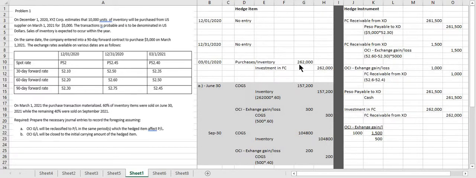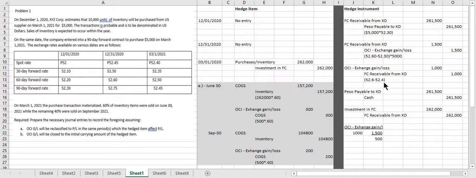That's 262,000. So, paano kinuha si 262,000? That's 500,000 foreign currencies multiplied by the spot rate at the time of the transaction, 52.40. That's 262,000 yung ating value ng purchases or inventory. Ayan. Sa ating hedge instrument naman, magre-record muna tayo ng gain or loss.